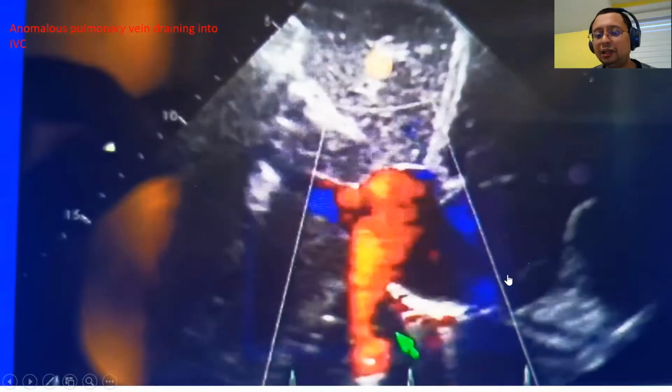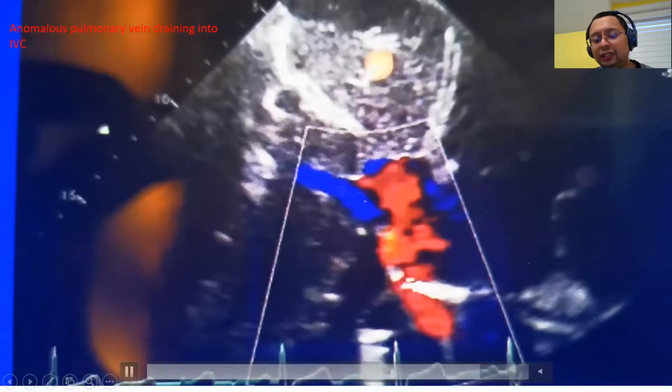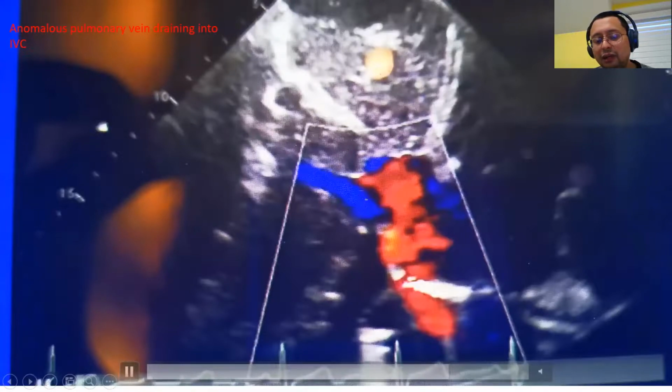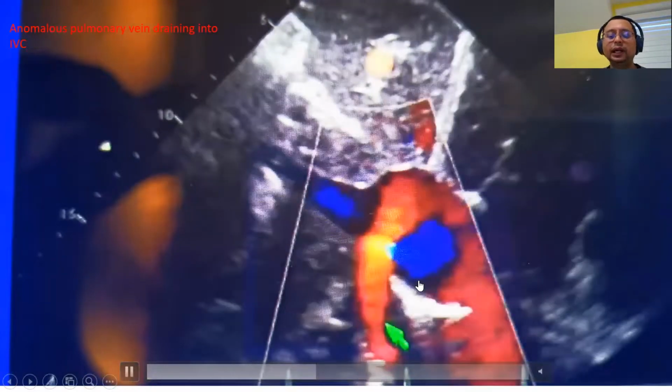So there's an example of someone with anomalous pulmonary vein draining into the IVC. So that is the IVC, and that is the anomalous pulmonary vein there. This is another example of scimitar syndrome in echocardiogram.